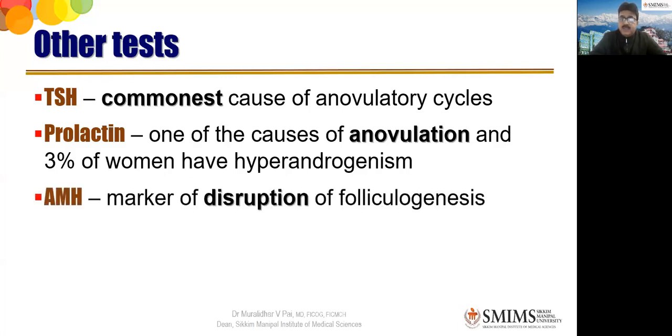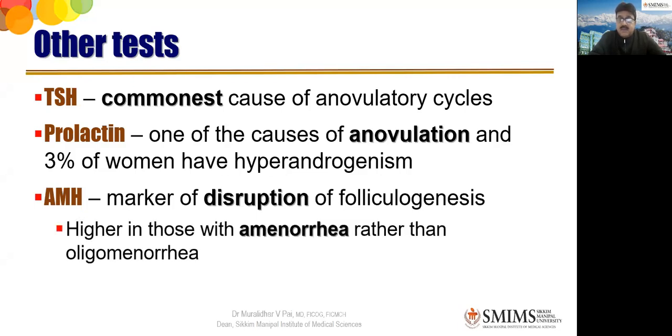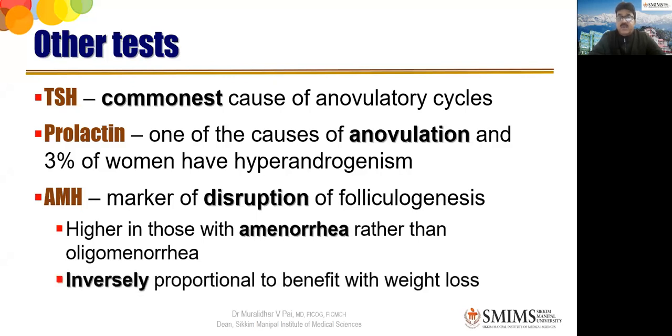What about AMH? I told you a little bit yesterday that AMH is now being explored as a possible marker for PCOS, according to ISHRAE, but it's not been finalized. It's a marker of disruption of follicular genesis. See, the right amount of AMH is always required. Too much AMH is also not good. Too little AMH is also not good. It is higher in those with amenorrhea rather than oligomenorrhea. So very high AMH means that definitely it's a case of amenorrhea. It is inversely proportional to benefit with weight loss. So maybe AMH is being studied properly for its utility in PCOS. Probably we must wait for that.